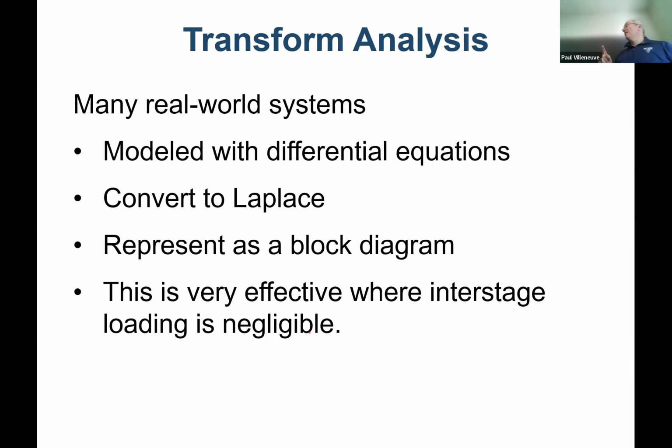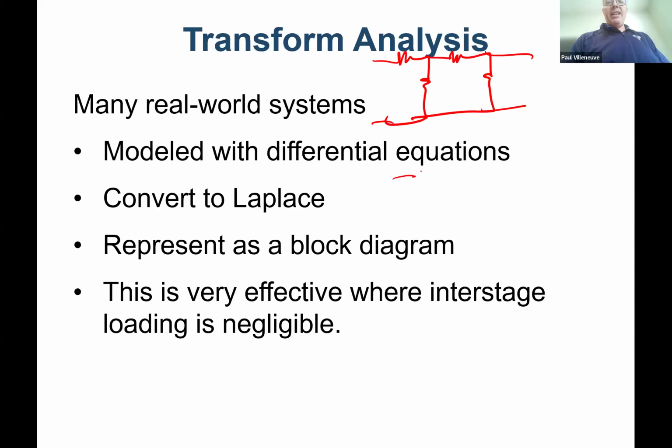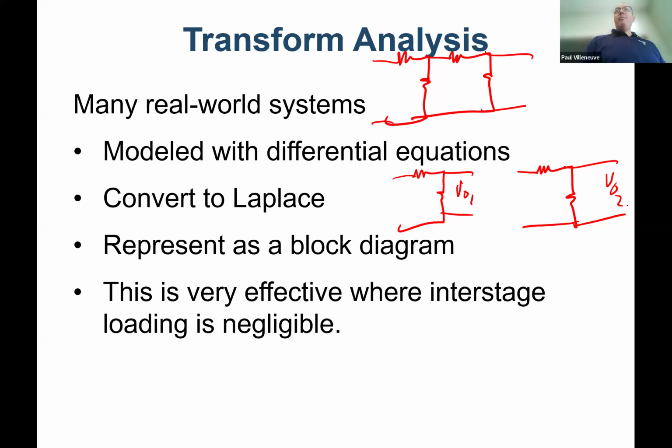This only works if interstage loading is pretty small. And what I mean by that: if I do a voltage divider circuit on one part of the circuit, and then I want to do a voltage divider on another part of the circuit, something like this, what I want to do is break that up into these two parts and then figure out what V out is in each of those cases. So this is V out 1 and V out 2, and then put that together to get an overall transfer function for V out 2 over V in.